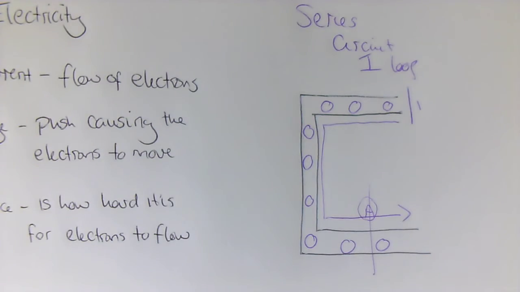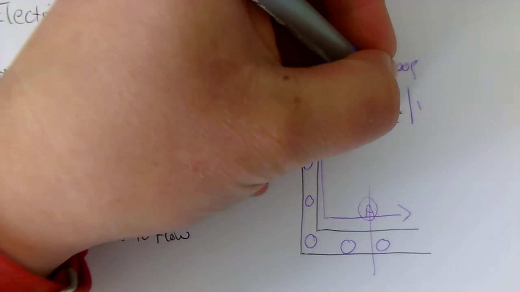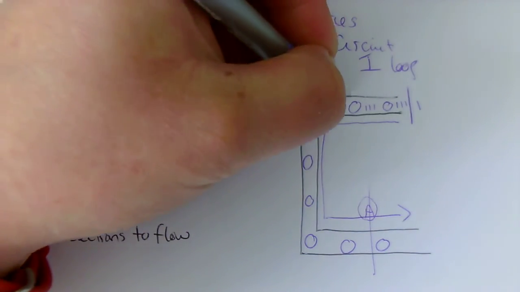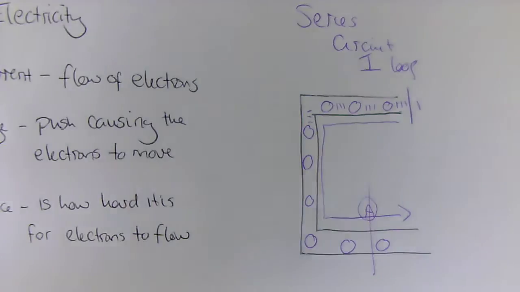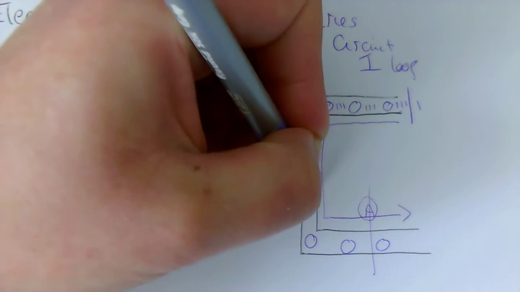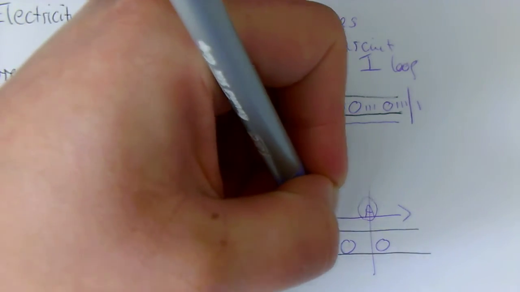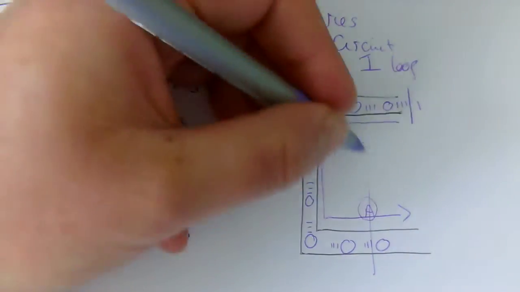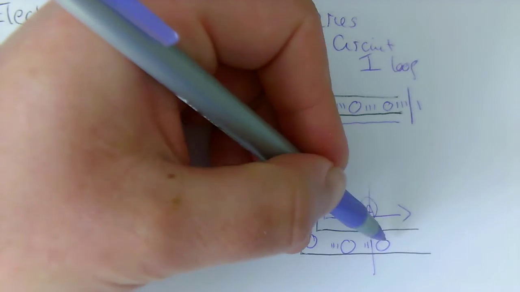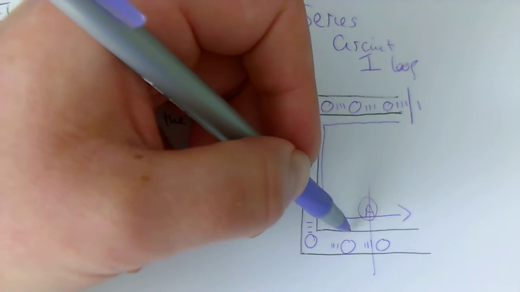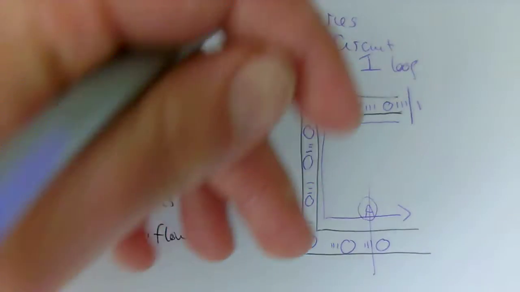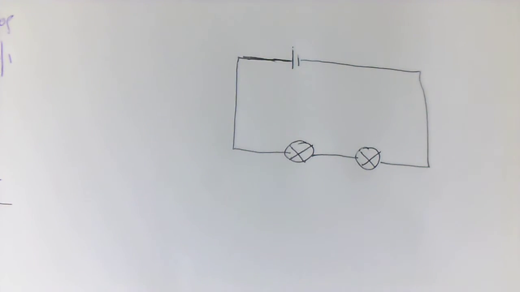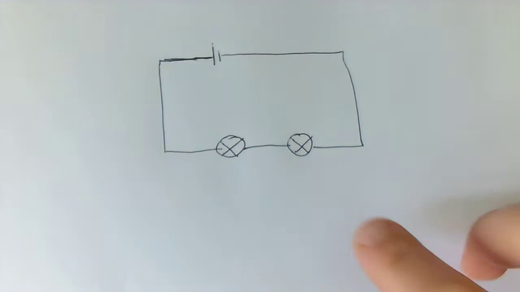Now, the voltage is the amount of push that they have. So from our battery, they're all going to get this amount of push. So those lines are representing the push that each one has. Now, they all have 3 lines of push. Okay, that push has to be shared amongst the components. So if I go over here and I've got my bulbs, that push has to be shared.